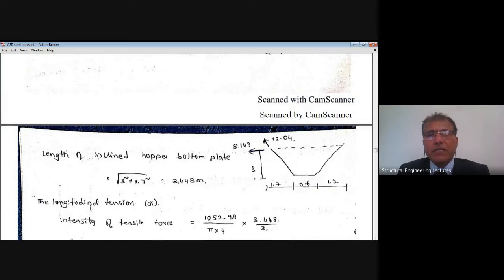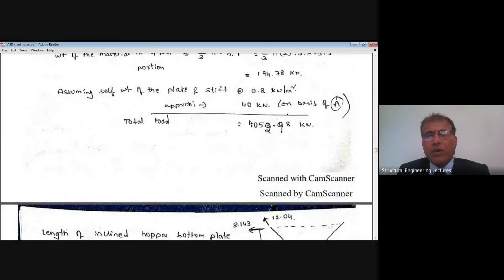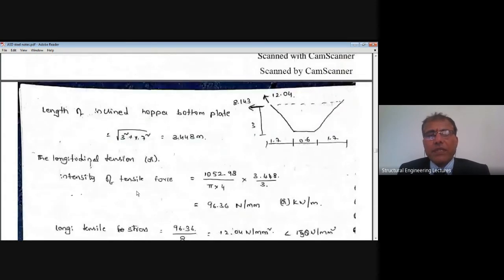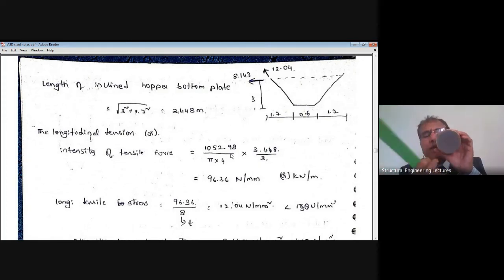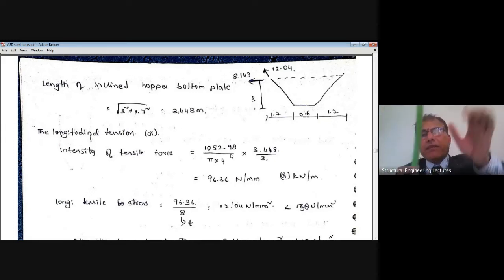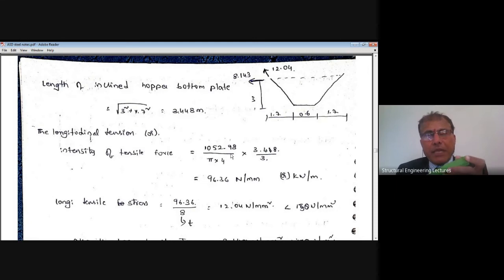Then the longitudinal tension, or the intensity of the tensile force. We already calculated this force, total load approximately 1053, that is acting on a total peripheral length of pi d, pi multiplied by d. This peripheral length pi d, right? Therefore, I'm calculating that for this hopper bottom portion. Hence, I'll take this ratio 3.448 compared to that of this 3.